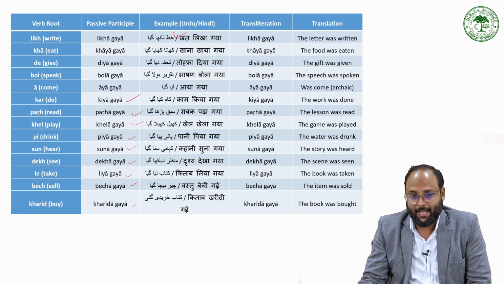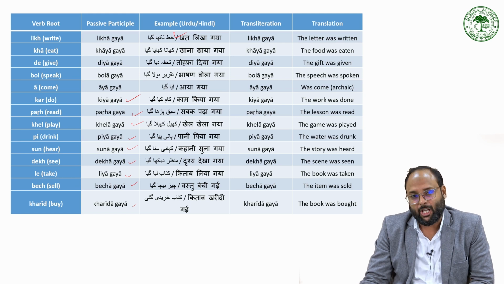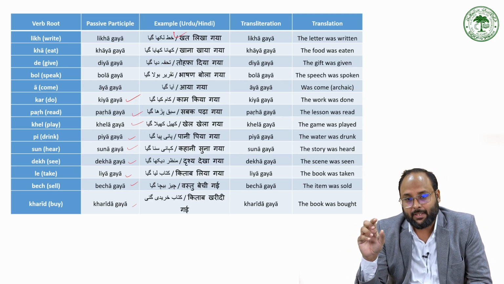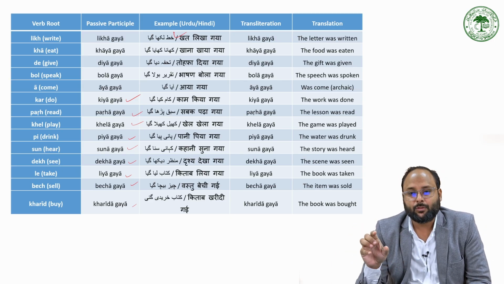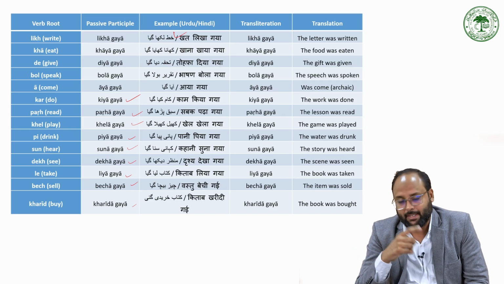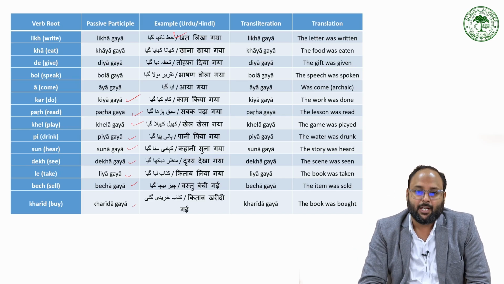But we can add, like, खत अहमद के द्वारा लिखा गया, खाना अहमद के द्वारा खाया गया, तोहफा बिलाल के द्वारा दिया गया. So when we are adding the action or the agent in this construction, we are always using the द्वारा or के जरिए to complete the sentence. Like अहमद के जरिए या अहमद के द्वारा तोहफा दिया गया.